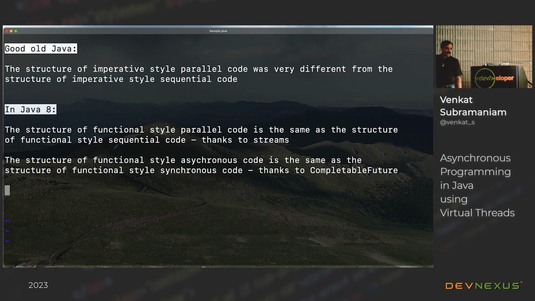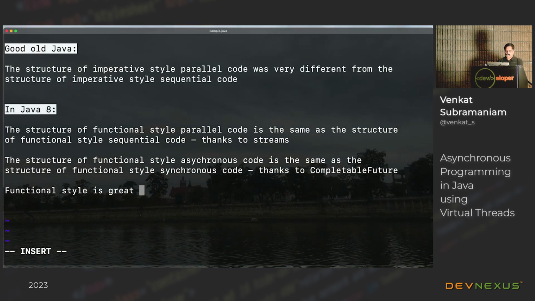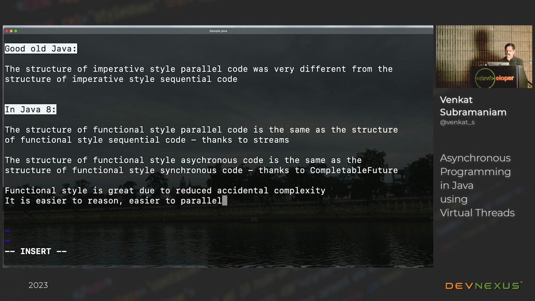Yes, functional style is great, and I love functional style. I promote it, I use it, and every opportunity I get, I try to refactor to it, but I don't want to go to the extent of saying that's the only way to do things. What is great about functional style? It is great due to reduced accidental complexity. It is easier to reason about, easier to parallelize as well. Those are really good reasons. These are the reasons I prefer functional style.